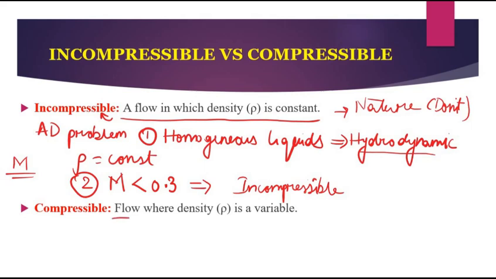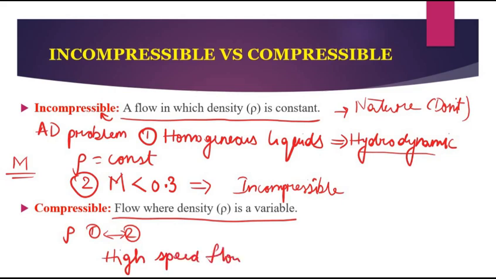Vice versa is the compressible flows, where density is a variable, that is rho varies from one point to another. Where can we observe these compressible flows? Mostly the high speed flows are considered compressible flows, where you can find density varying from point to point, and there is a wide range of densities in the high speed flows. So this was about incompressible versus compressible flows.